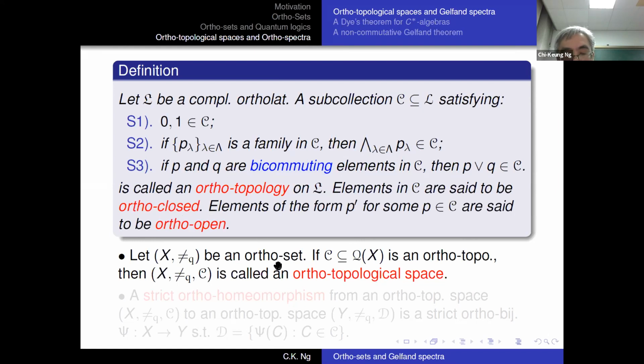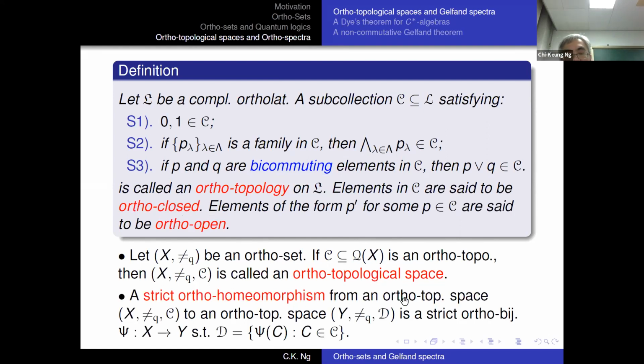So if we start with an ortho set X, then Q of X is an ortho lattice. So we can define the ortho topology on it. And in a similar way as for ortho sets, we can define a strict ortho homeomorphism between two ortho topological spaces. This is the main concern later on, the strict ortho homeomorphism.